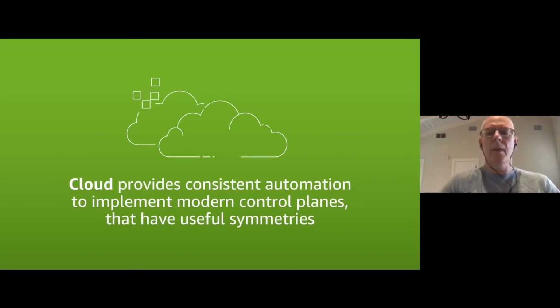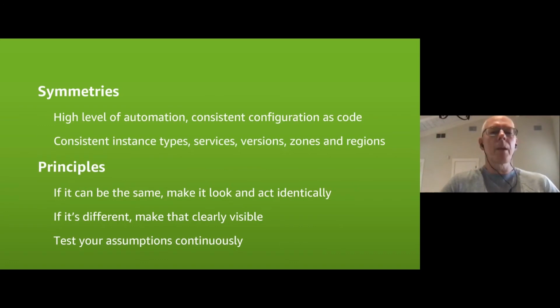One of the things about moving from data center to cloud is you've got consistent automation, modern control planes, and cloud has useful symmetries built in because your automation is the same, your configuration as code means that your systems are built the same everywhere, and the instance type, services, versions, zones, regions, there's a lot more consistency than you will ever find between two data centers, even if you're trying to keep the data centers in sync.